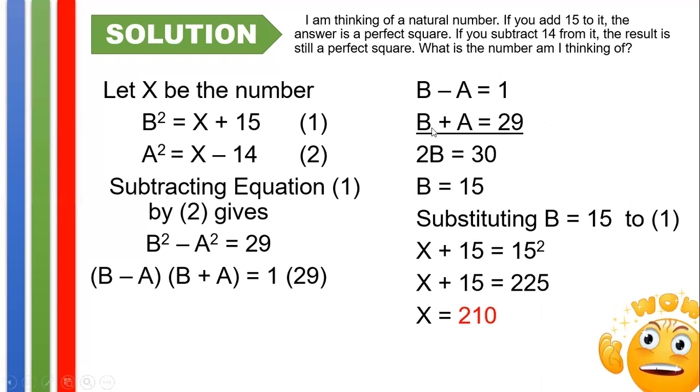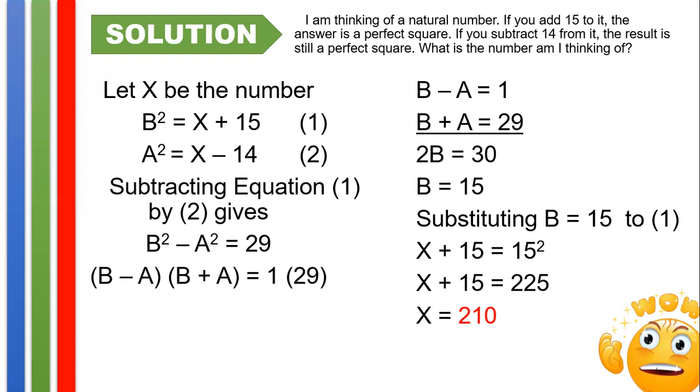Here, you could see that I added both sides to eliminate a. If you wish, you could also subtract both sides and solve for a. And after knowing the value of a, you can substitute a into the second equation, and I believe that you will still get the value of x, which is 210.